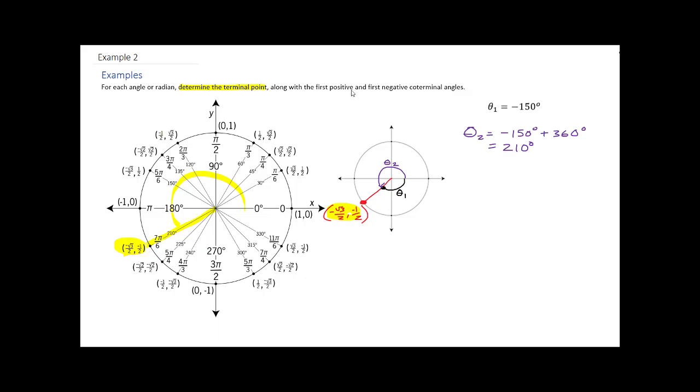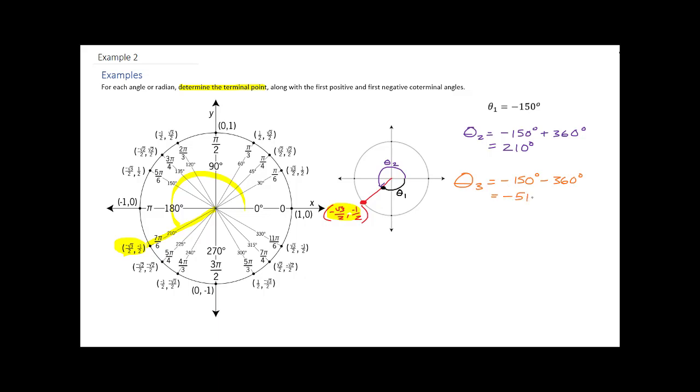Let's find a third angle. So it wants one more. So we have, basically, this is our terminal angle, our starting one. This is our first positive coterminal. They want us to find the first negative coterminal. So we already have one negative, so we just got to find the next one. It's really simple. All we got to do is just subtract 360 from this. So let's just minus 360.